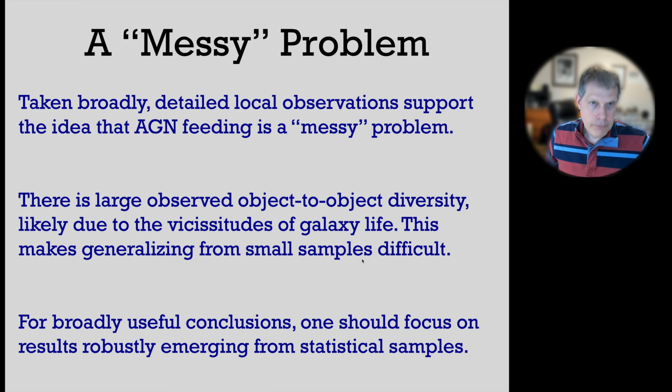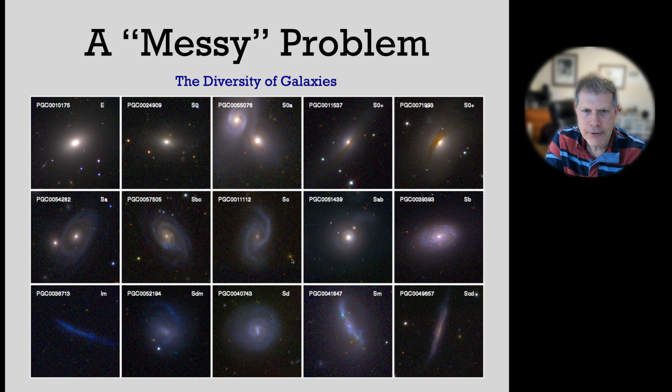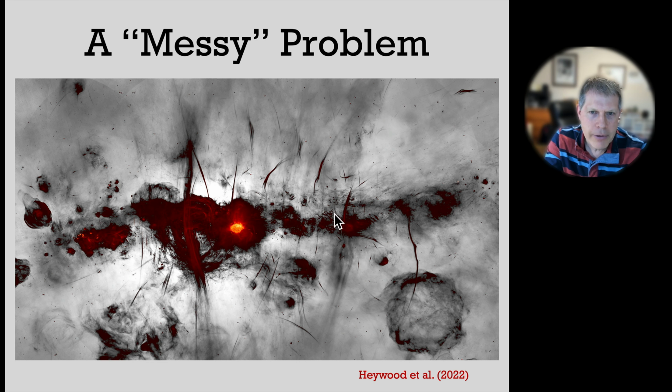And indeed, given those broad considerations, if you look at the observations, which I will discuss more soon, I would say just taken broadly, the detailed observations locally, where we can study these phenomena the best, indeed support the idea that AGN feeding is a messy problem. There is large observed object-to-object diversity, likely due to the vicissitudes of galaxy life, due to the differences of galaxies, due to all these complex factors operating in the centers of galaxies, and so on.